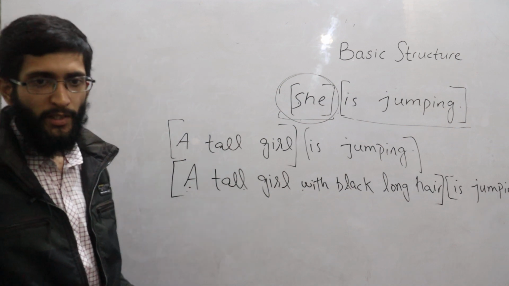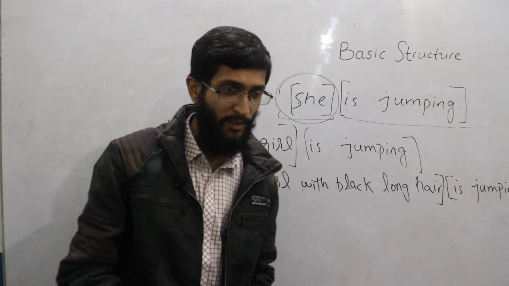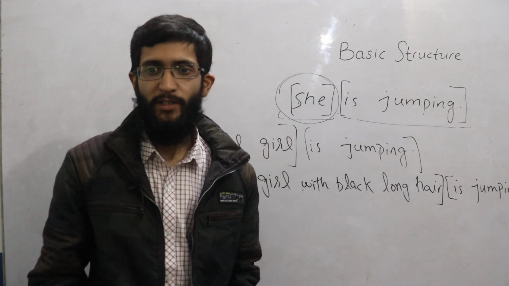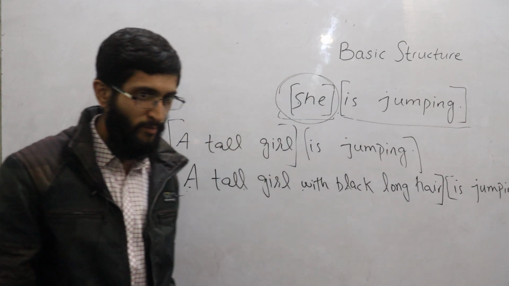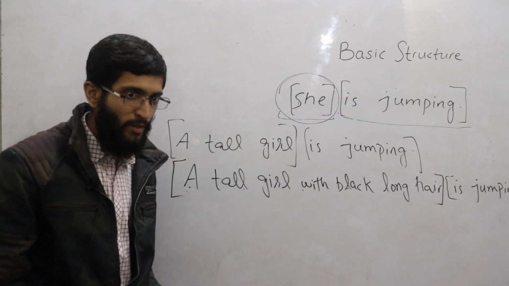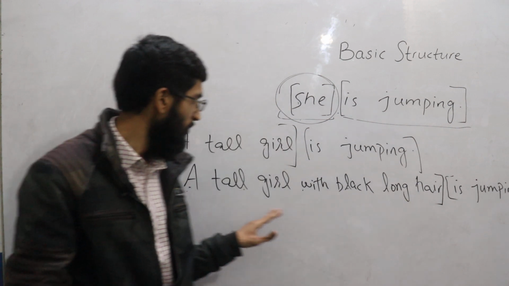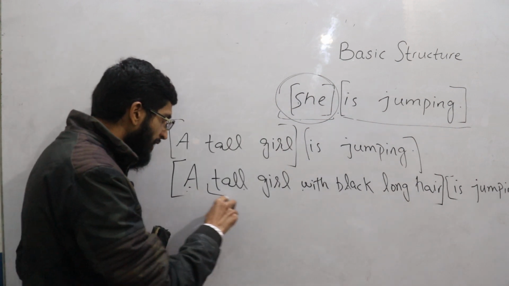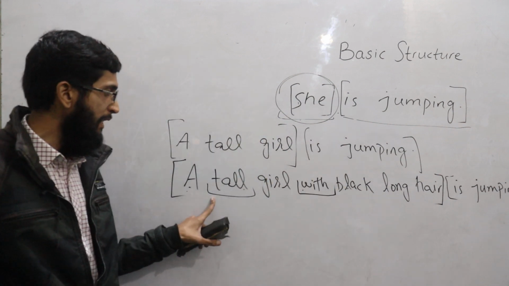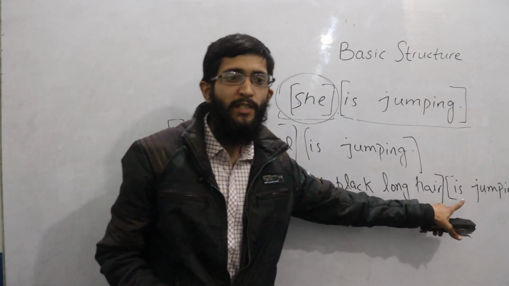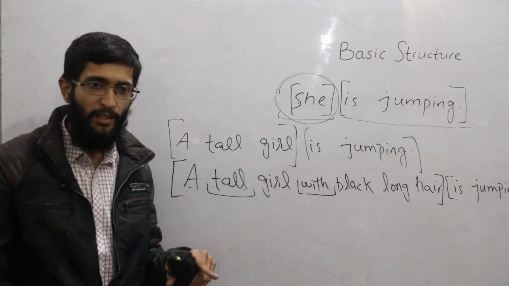So if I ask you to make a sentence, she is writing, how would you write it in a noun phrase? How would you replace she with a noun phrase? A tall girl with black long hair and black long abaya is writing. You just changed a word here with black long abaya. A tall girl, you can change the adjective here, or you can change the preposition here. A brilliant girl in the class is writing something. A brilliant lady, a brilliant girl in the class is writing.